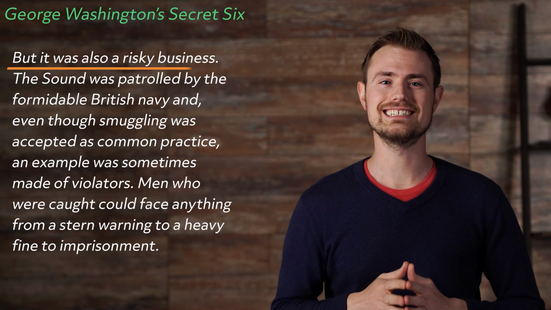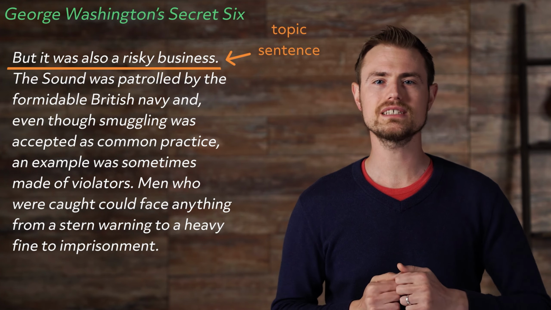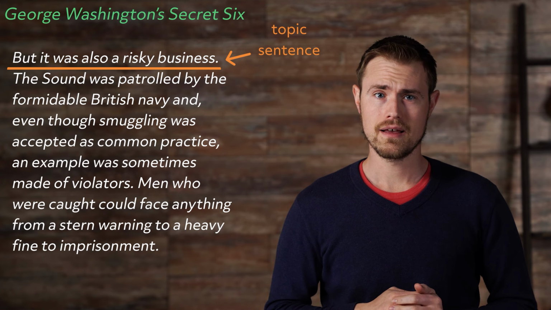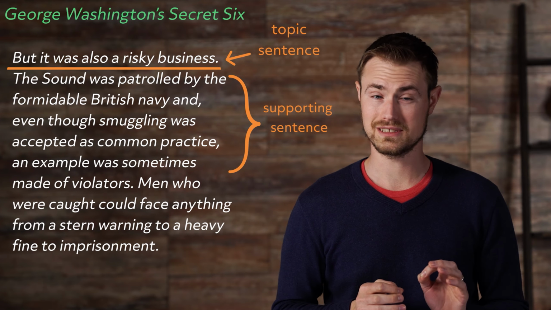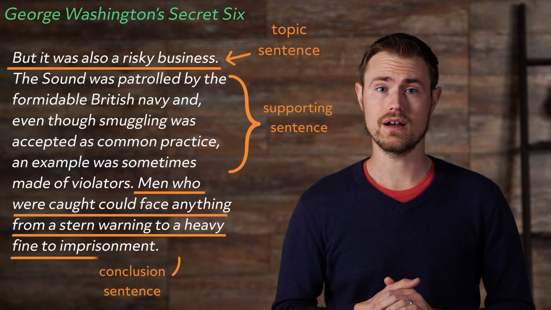The first sentence is the topic sentence. It's actually referencing information in the previous paragraph that talked about smuggling to avoid British taxes. But it's backed up by the following sentence that explains why the smuggling was such risky business. The paragraph ends with a brief recap of the risk involved. Good paragraphs should have a unifying idea and a clear order, but they should also be coherent.